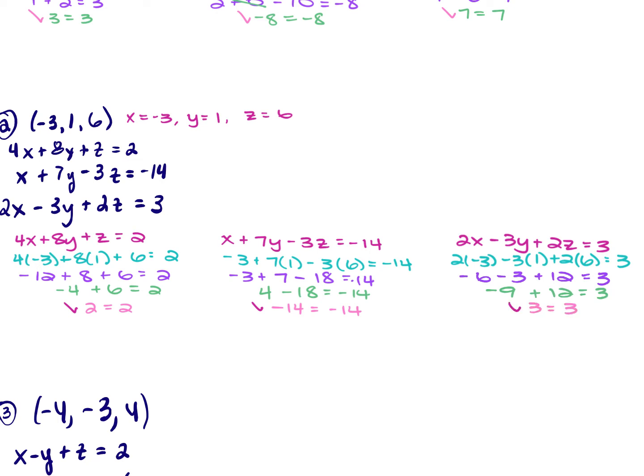So because all 3 of these are true, the ordered triple of -3, 1, 6 is a solution.